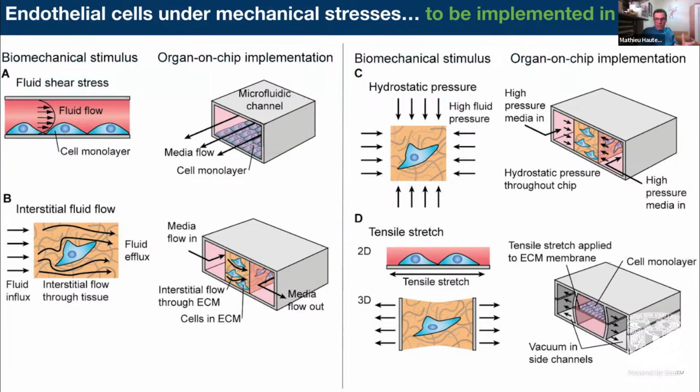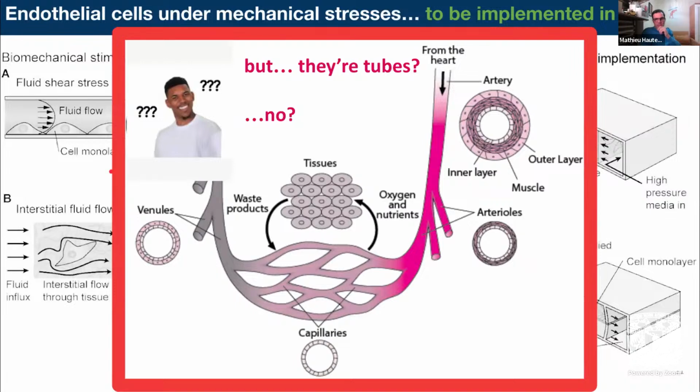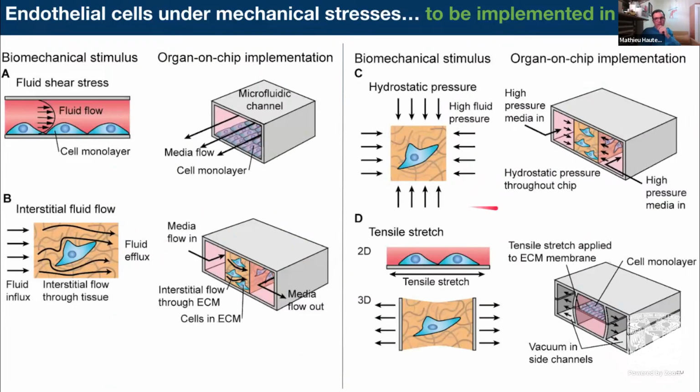So you can do a lot of different aggressions, if you want to look at them that way, or stimuli that are important for the cells, and study how cells are responding to it. But if I go back to this one, we still have monolayers, and the vessels are tubes.